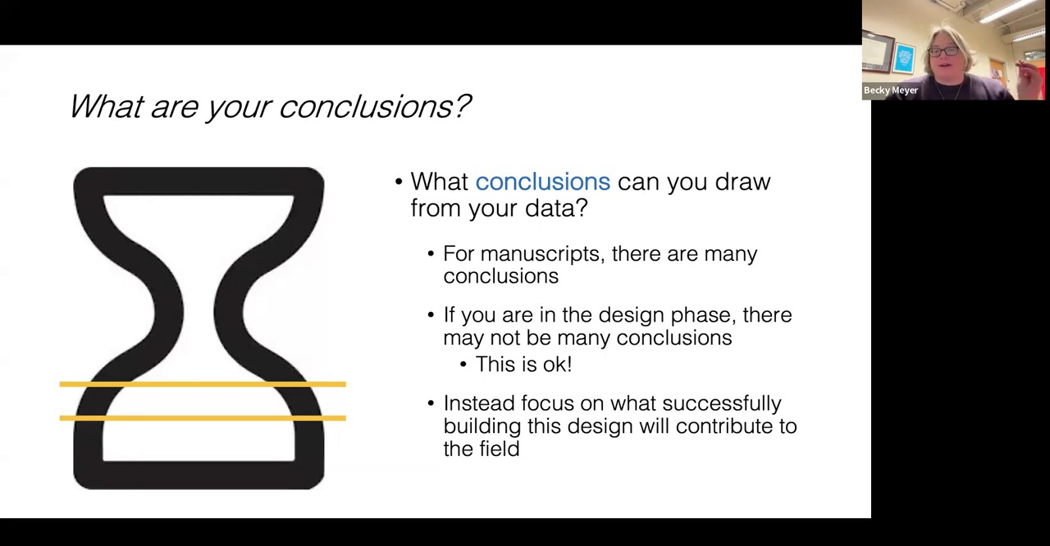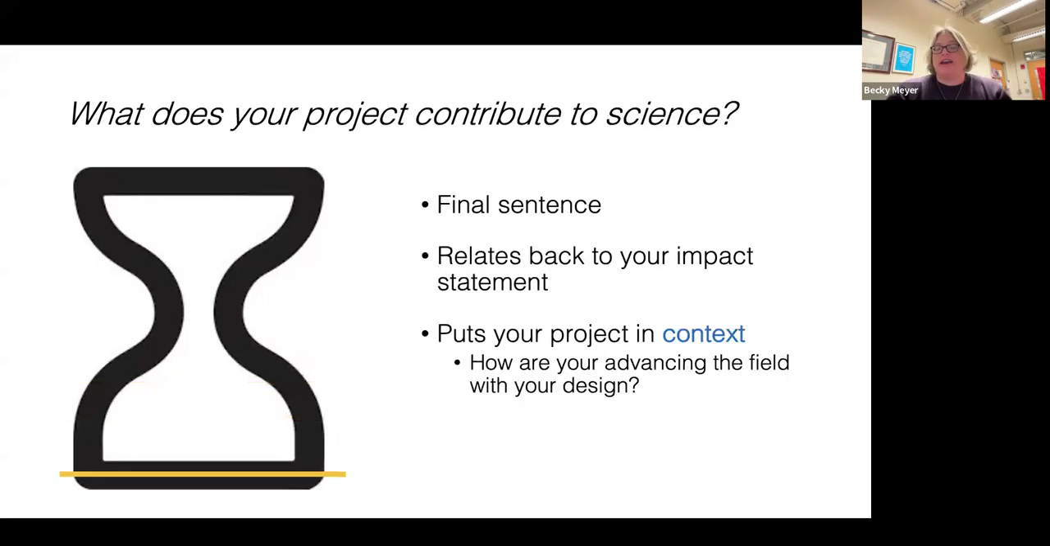And then finally, after you talk about conclusions or your design, you're at the final sentence. And this one is super important. It's the one you're going to end on. It's the lasting impression that your audience is going to have of your project. So you want to make sure that it makes sense, that it puts your project into context, but that it doesn't overstate how important your project is. So the final sentence is intended to explain what your actual project is going to contribute to science. Like, what advancement are we going to get out of your project?